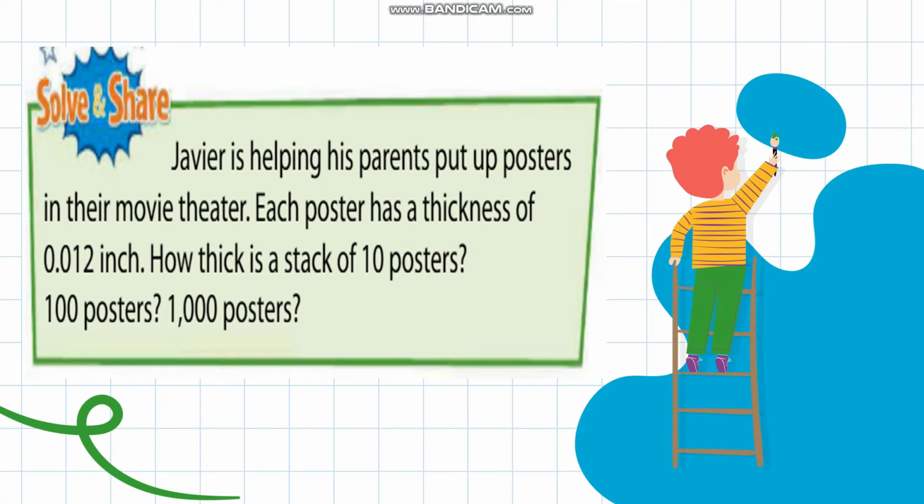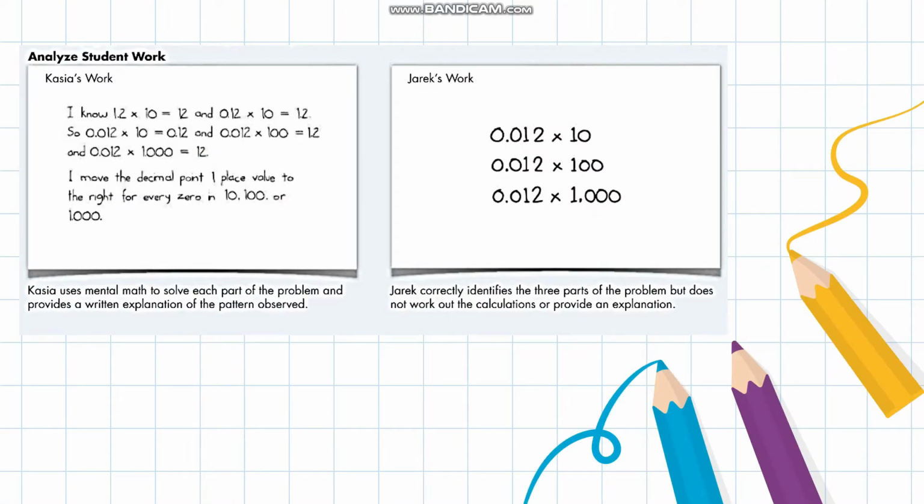Javier is helping his parents put up posters in their movie theater. Each poster has a thickness of 0.012 inches. How thick is a stack of 10 posters? How thick is a stack of 100 posters? And how thick is a stack of 1,000 posters?